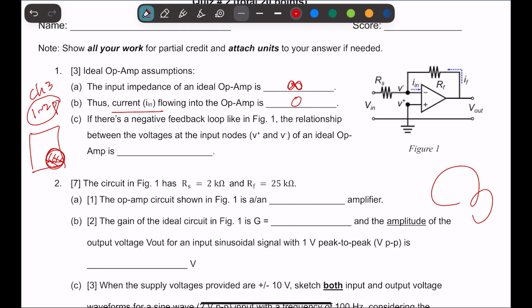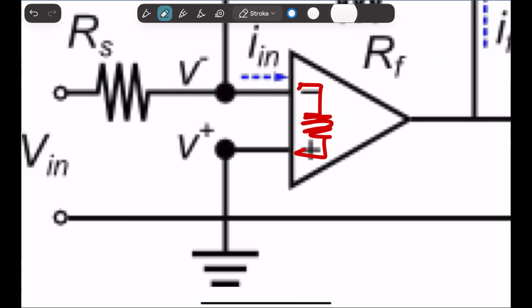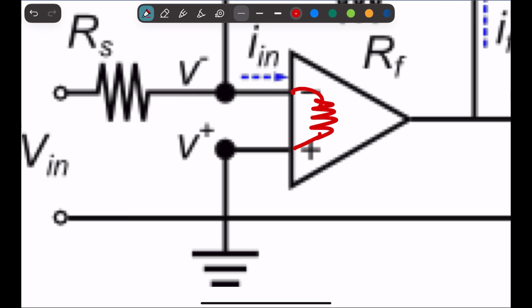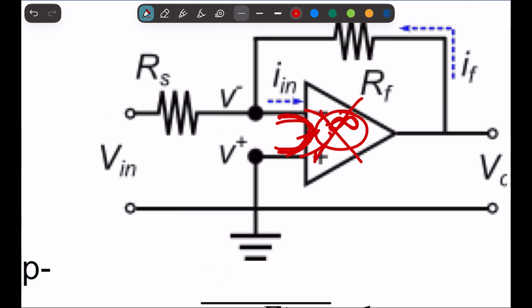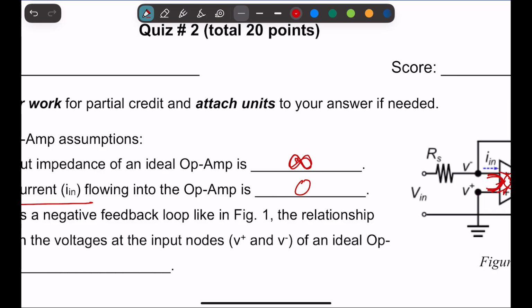In other words, you can think there's a resistor in between these two input nodes, and this guy has a very large impedance. What does that mean electrically? It means this bridge is basically broken, so you can't have any current flow in or out or across. That's the reason why we assume the current is going to be 0.